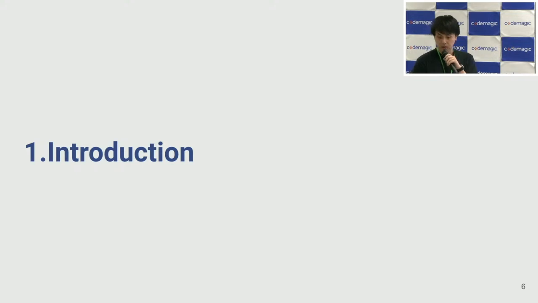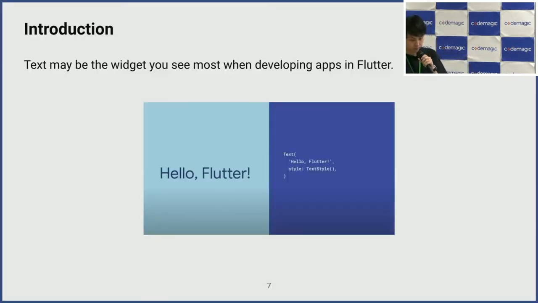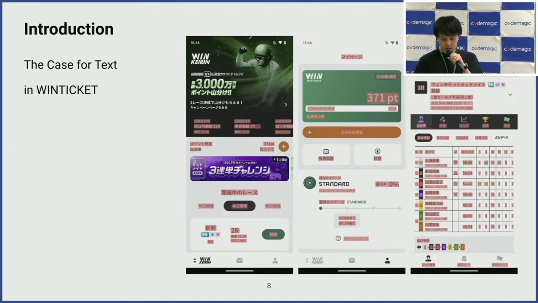First, let me tell you about the importance of text. The text widget is probably the widget used most often when developing apps with Flutter. It's a basic widget for displaying information to the user and can be easily customized in a variety of ways, such as changing colors and fonts. The service we are developing, WinTicket, is only available in Japan, so most of the text is in Japanese. As shown in the screenshot, all the places in the red area are where text widgets are used.